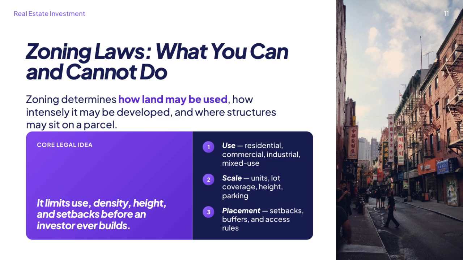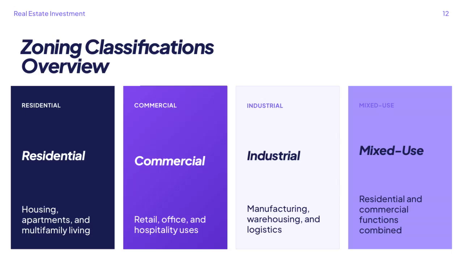These regulations are critical because they shape the potential and limitations of property even before any construction begins, making essential knowledge for any investor. Let's take a closer look at the different zoning classifications that shape how land is used. First, we have residential zoning, which covers areas designated for housing, including single-family homes, apartments, and multifamily living spaces.